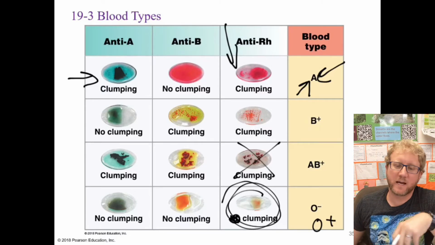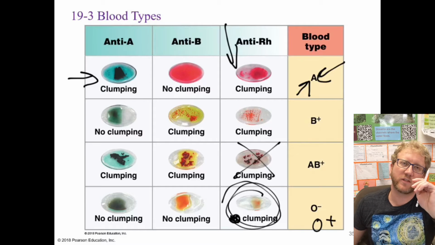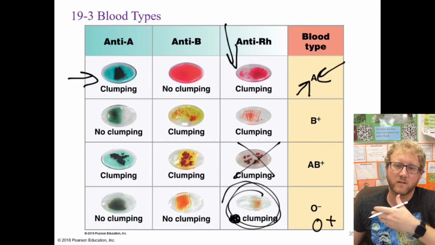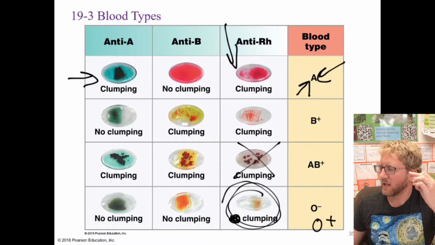And so this is the cross matching that we would do to make sure that the blood that we have for donation matches the recipient, basically.